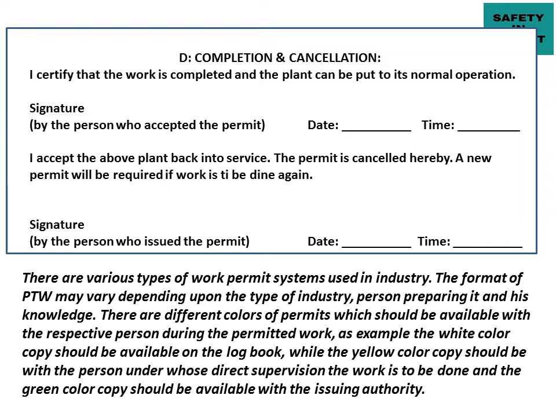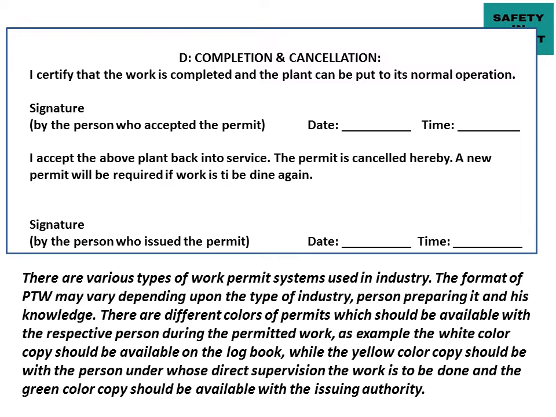I accept the above plant back into service. The permit is cancelled hereby. A new permit will be required if work is to be done again. So, if the work is going to be carried out again, one new permit will be accepted, and the person who issued the permit, he should accept the permit, accept the plant back to service. His signature, date and time.